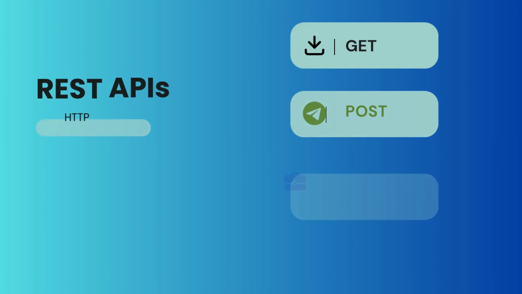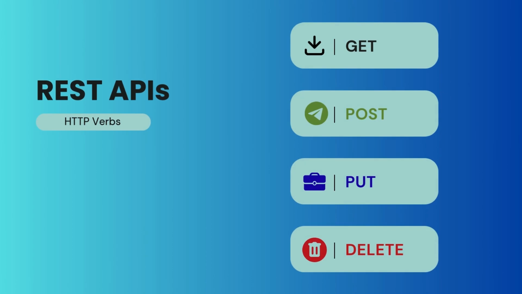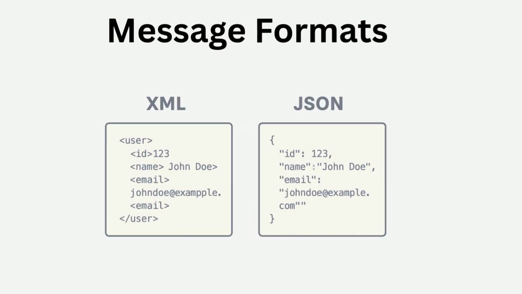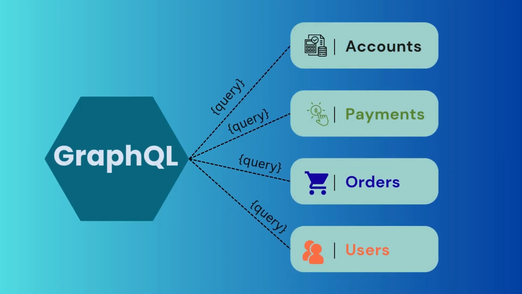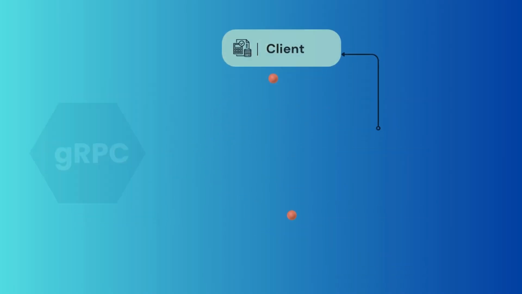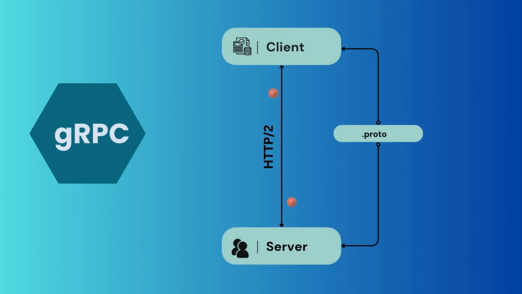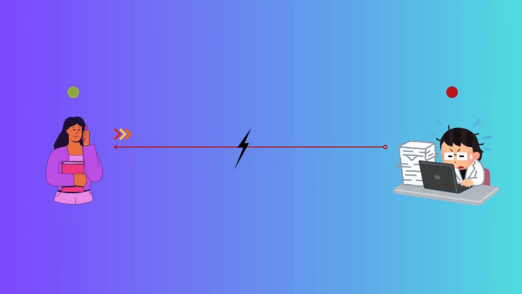REST APIs use HTTP verbs like get, post, put, and delete to exchange JSON or XML. For GraphQL, clients request exactly the data they need from a single endpoint. gRPC uses a high-performance binary protocol called protocol buffers, commonly known as protobuf, to enable fast and efficient service-to-service communication. But what if your friend is busy?